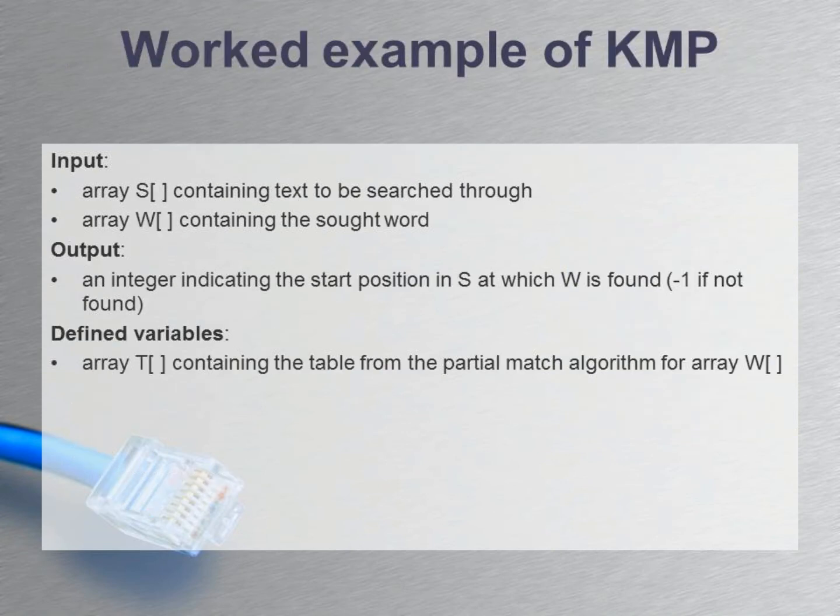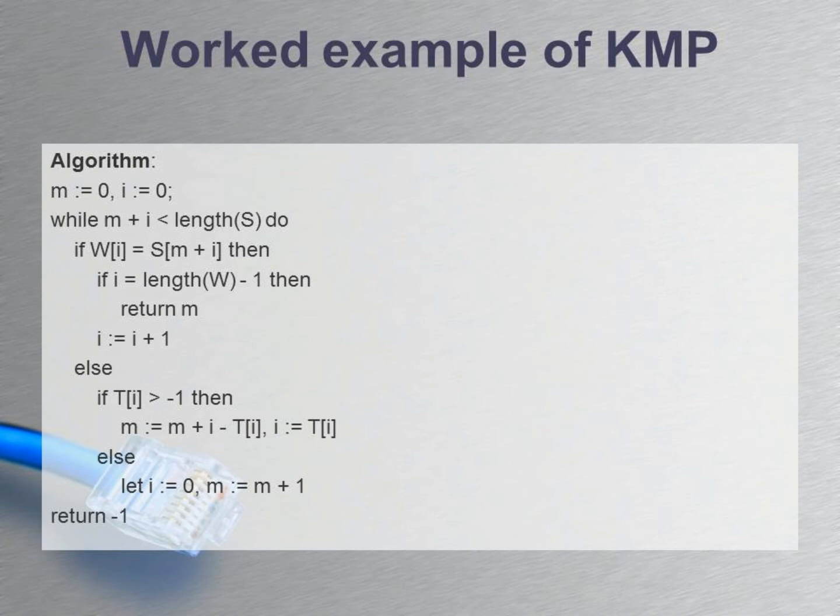Now that we have covered how the partial match table is generated, we can proceed to the algorithm itself. As input, the algorithm takes two strings, S and W. S contains the string we are searching through, and W the word we are searching for. The algorithm will output an integer indicating the starting position of where we have found the string. It will return -1 if no match has been found. We also define T to be the array generated by the partial match table algorithm for string W. This is the pseudocode for KMP.